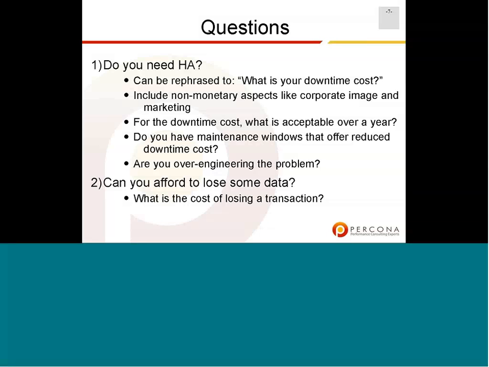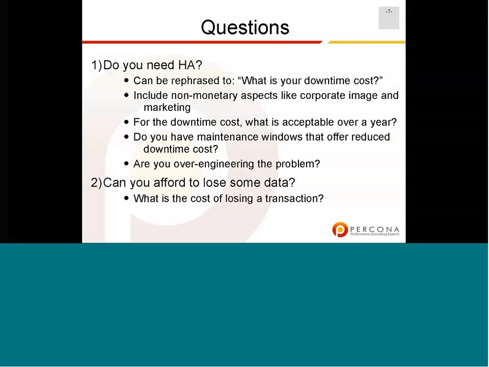Also, if you have windows of time, let's say between 3 a.m. and 5 a.m., where the service is not used at all, that offers opportunities for maintenance, and that could reduce the downtime cost associated with the solution. So that's another thing to take into account.